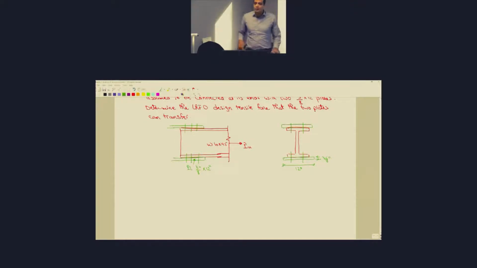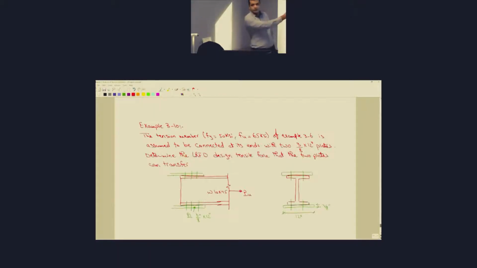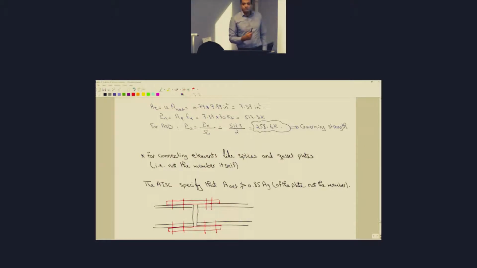And you're required to find how much load, or tensile load, those plates can transfer, okay? So it's a tensile member or a tensile element. So we're going to follow the exact same steps, but the only thing that differs here is this part of the specifications, that the net area cannot be larger than 0.85 of the gross area. So even if it's larger, you're going to just use 0.85 of the gross area.